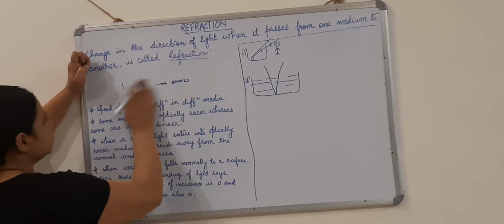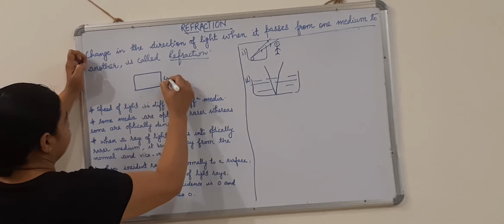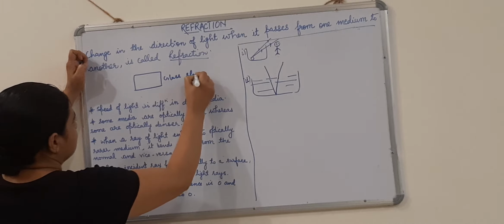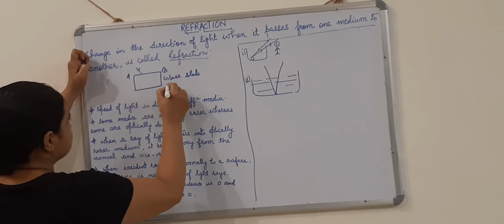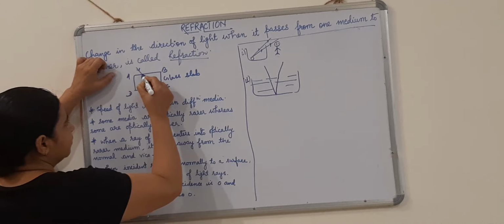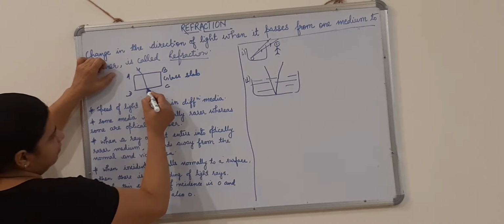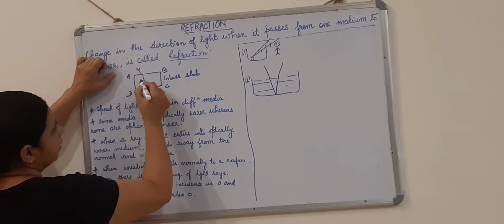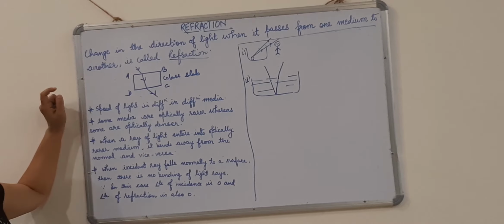Let me draw it again, children. It will be easy. This is a glass slab. A ray of light is coming like this, incident on this surface of the slab ABCD. On the surface AB it is incident. Now when it enters the glass slab, it goes like this. And again when it is coming out of the glass slab back into the air, it has gone like this. See, there is a change in direction of light. This change in direction of light is known as refraction.